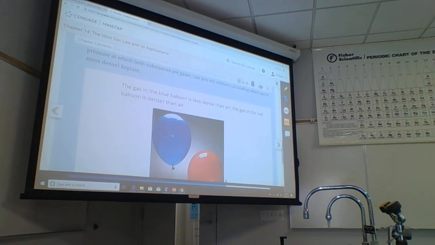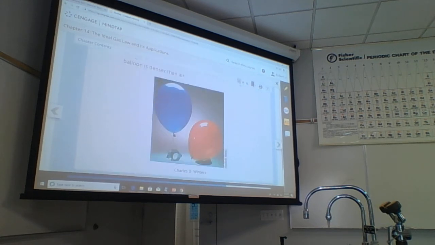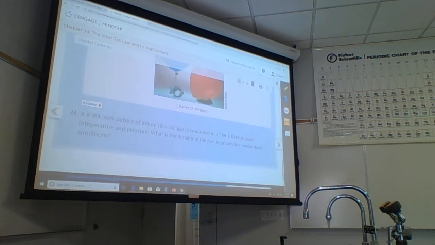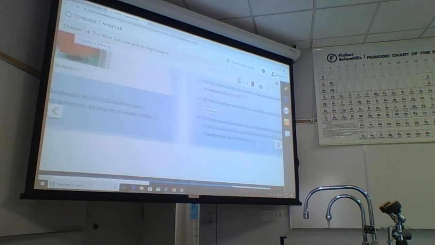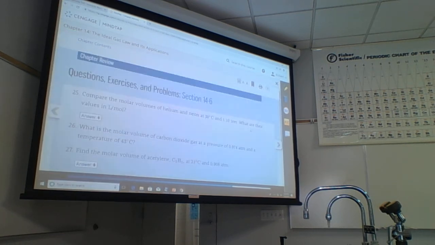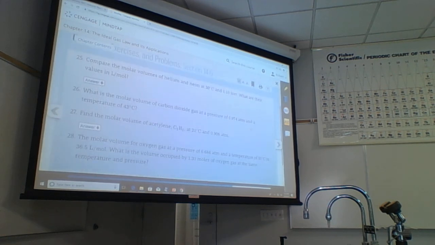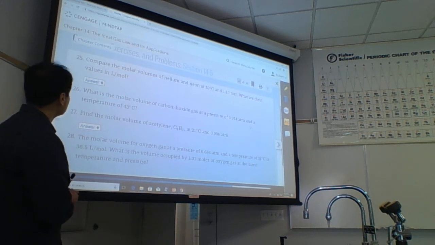Yeah, this blue balloon is less dense. This is more dense in there. Now we have some molar volume calculations. So we did density, we did molar mass, now we have molar volume, the other specialty type calculation.